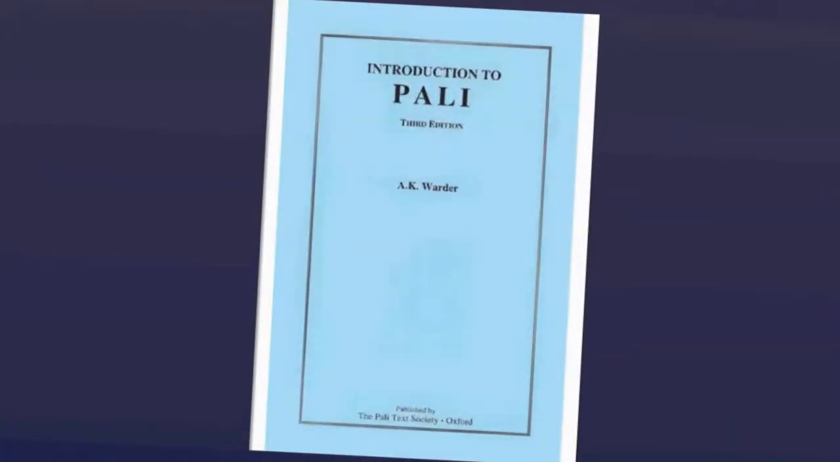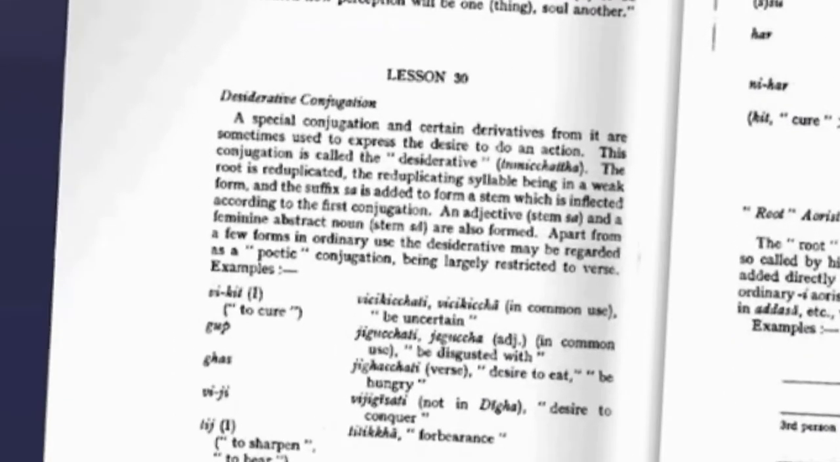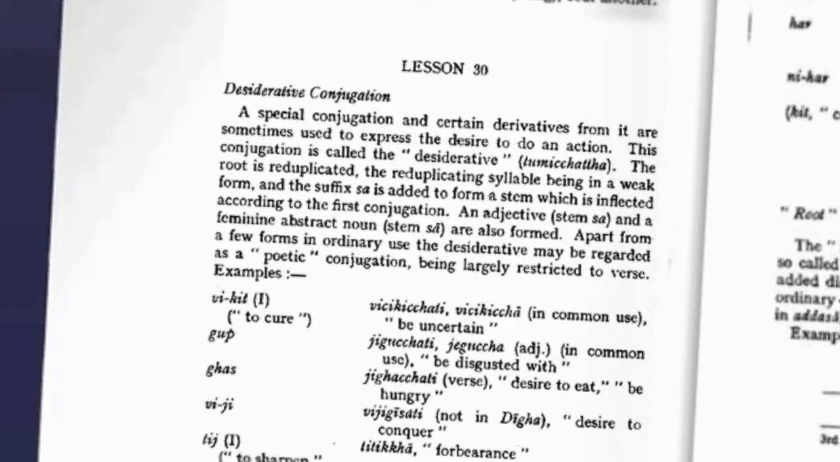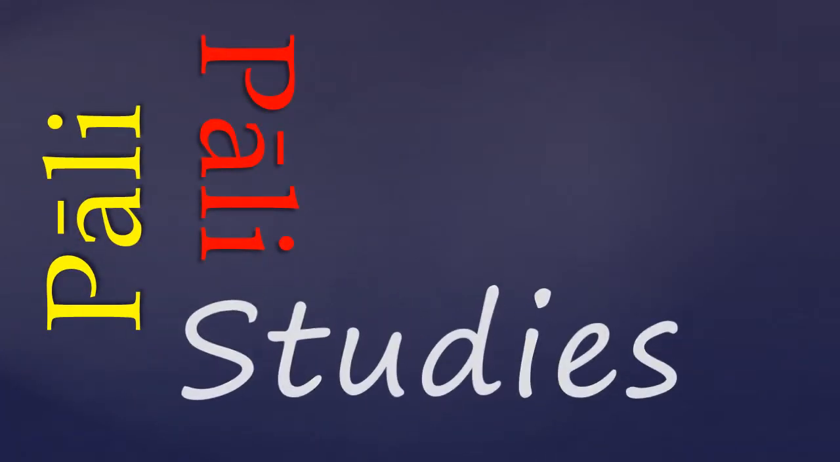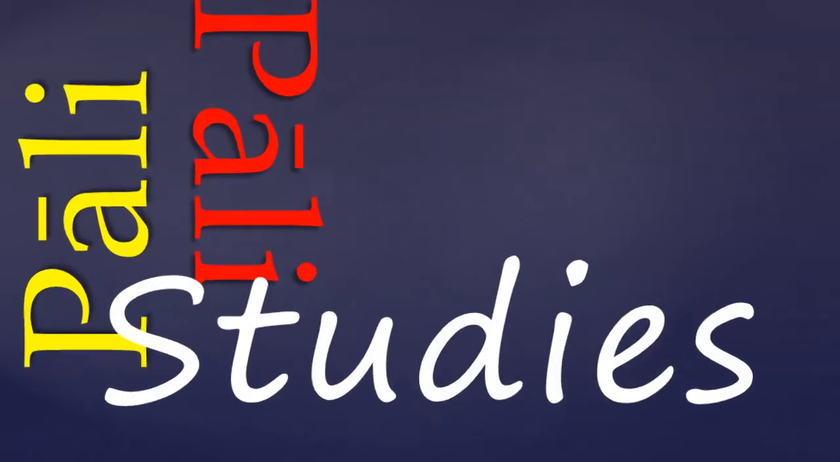So, now we come to the final tutorial of this companion series to A.K. Warder's Grammar Guide, An Introduction to Pali. And in Lesson 30, we're really just clearing up a couple of loose ends, the desiderative and the root aorist. This is Pali Studies on the Learn Pali channel.